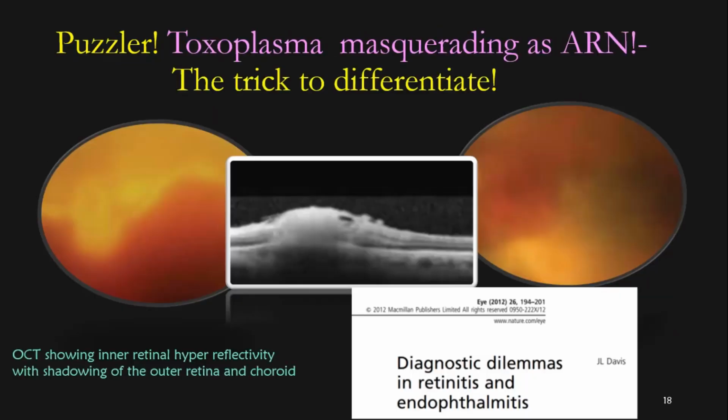Toxoplasma can also masquerade as acute retinal necrosis. The trick to differentiate is again the OCT. OCT has become like a histopathology slide to look at the layers of the retina that are getting involved. As you see here, there is an inner retinal hyperreflectivity with the shadowing of the outer retina and choroid. And this was the article which nicely elaborates on the diagnostic dilemmas in retinitis and endophthalmitis, where you can learn a lot of information on how to differentiate toxoplasma from ARN, from tuberculosis, from endophthalmitis.